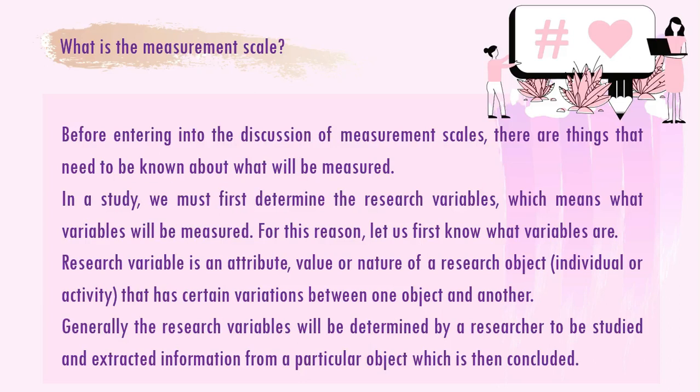A research variable is an attribute, value or nature of a research object, individual or activity that has certain variations between one object and another. Generally, the research variables will be determined by a researcher to be studied and to extract information from a particular object, which is then concluded.